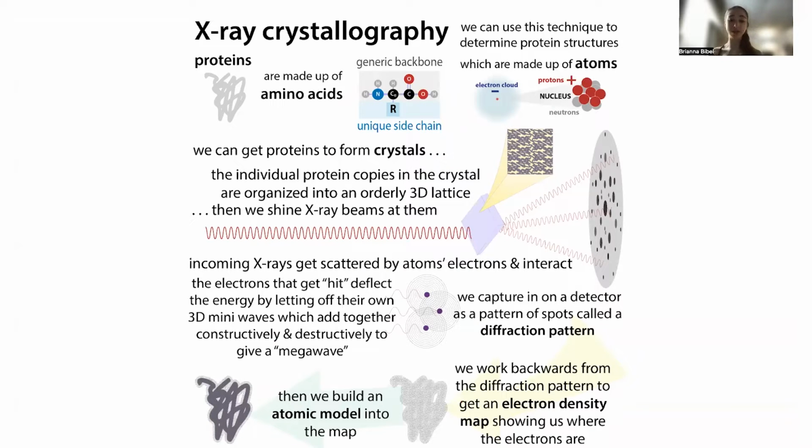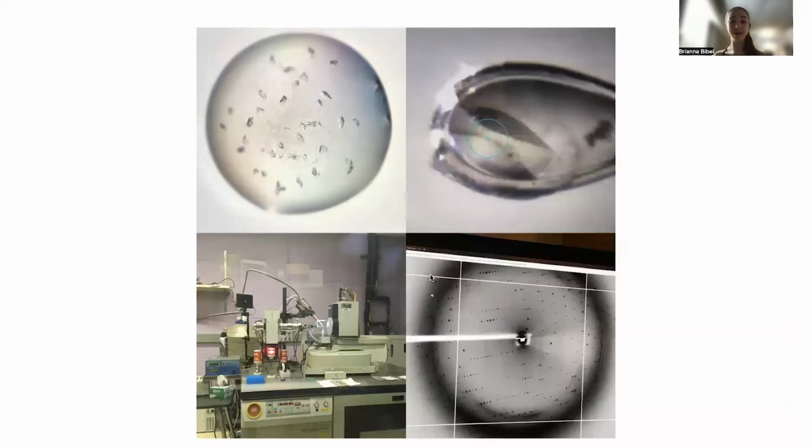Techniques like X-ray crystallography, where you shoot X-rays at a crystal. So basically you have all that protein lined up in the same orientation. You shoot X-rays at it, you get this pretty pattern of spots, which we call a diffraction pattern, and then you work backwards from the spots in order to get that map that we can then build that model into.